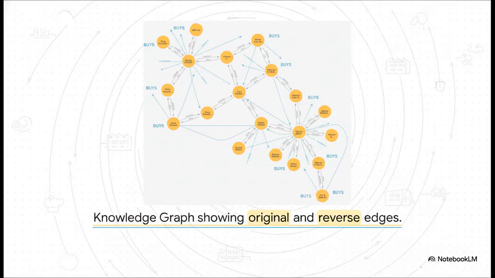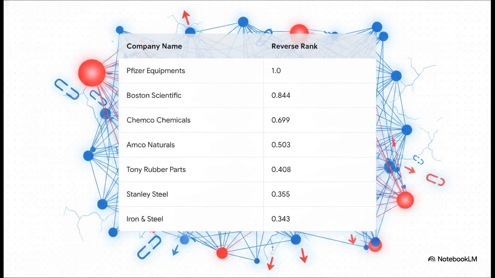By running some straightforward Cypher code, we generate these reverse edges, but we label them buys instead of supplies. And these new buys edges inherit all the exact same properties, volume, order counts, from the original edges. This creates a brand new graph projection that is specifically designed to run the reverse PageRank algorithm. We run PageRank again, but this time exclusively on the reverse graph, and these results identify our most vulnerable entities.